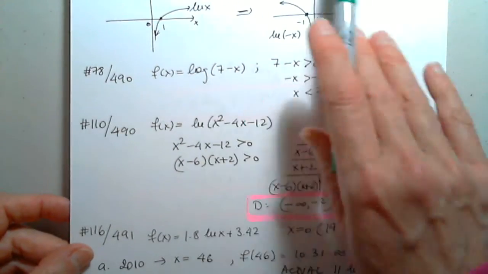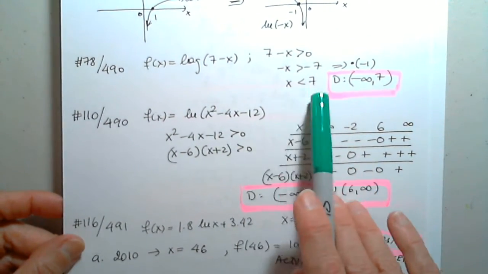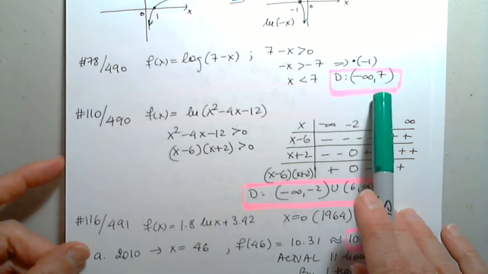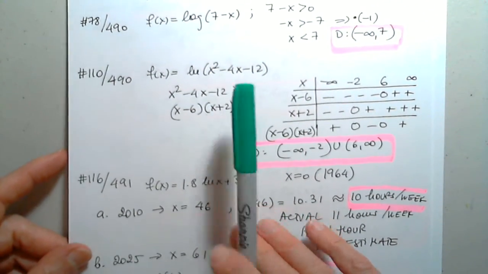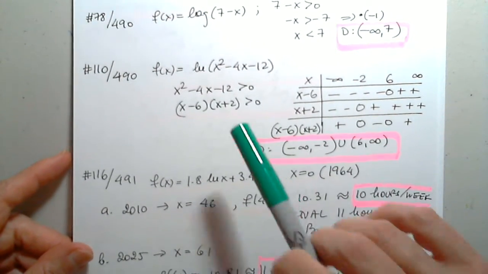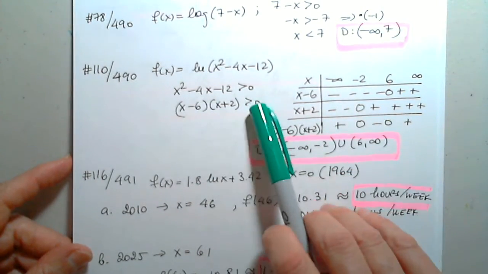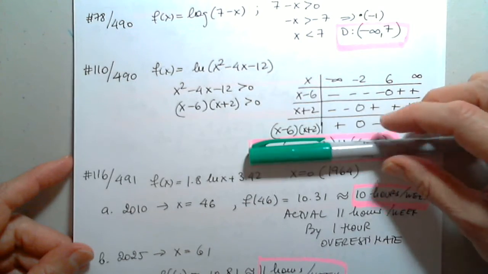Domain, like we discussed 3 times already, 7 minus x. I have to multiply by -1, and this is the domain. Same thing here. We just talked about the previous section. X squared minus 4x minus 12 has to be positive. And remember the table that I recommend.